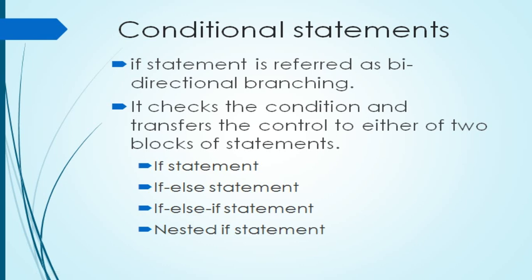If statement is referred to as a bi-conditional branching. It checks the condition and transfers the control to either of two blocks of statements. It has two blocks, a true block and a false block. If the condition is true, it will go to the true block, which you can also call the if block. If the condition is false, it will go to the false block, or you can say the else block.